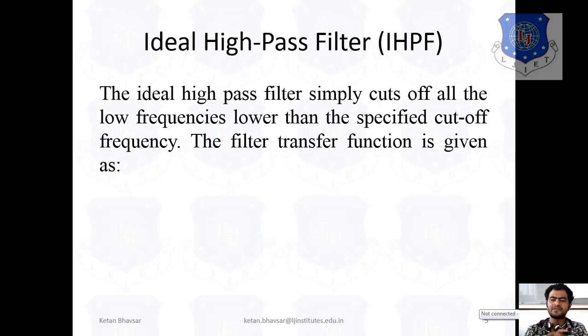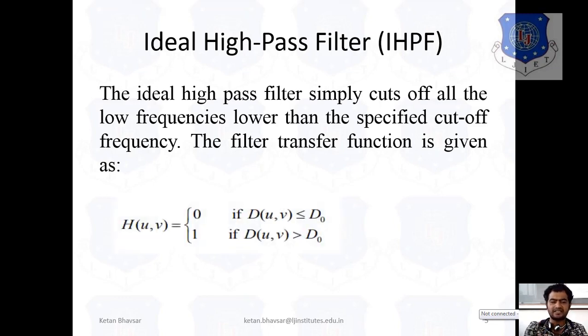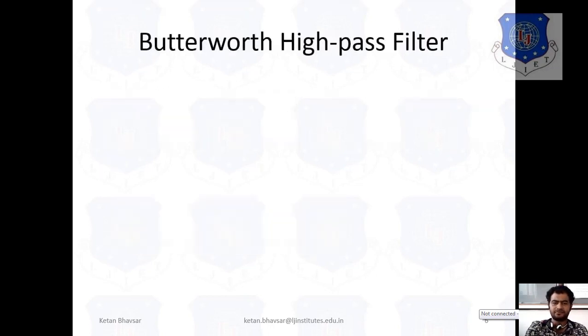The ideal high pass filter simply cuts off all the low frequencies lower than the specific cutoff frequency. The filter transfer function is given as H(u,v) equals 0 if D(u,v) is less than or equal to D0, and 1 if D(u,v) is greater than D0. So if it is greater than D0, then we get 1, and if it is less than or equal to D0, then we get 0.